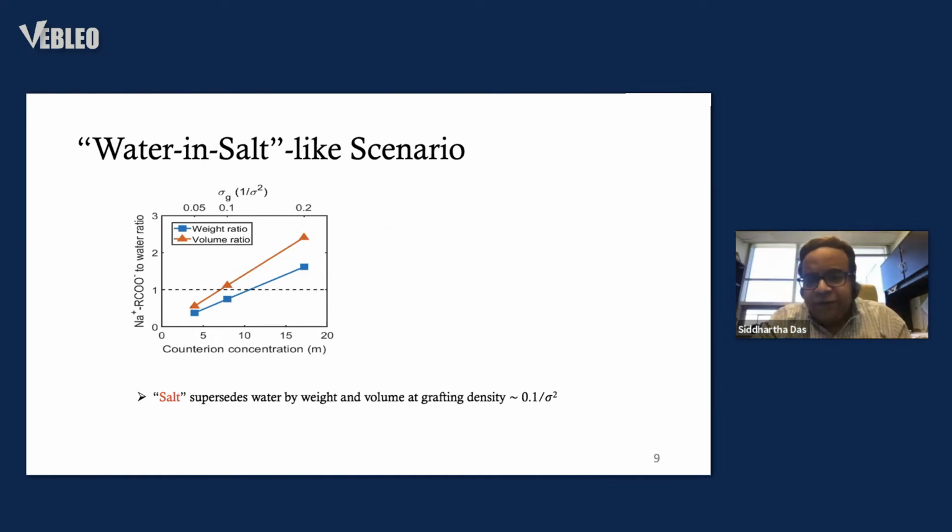Now, why water in salt? Because very interestingly, we find that around a counter ion concentration of 10 molar or even less, you actually find that this hypothetical salt, which is Na plus and RCOO minus, where R is the rest of the monomer, supersedes water in both volume and mass in that particular vicinity. So indeed, this is very much similar to the water in salt scenario.